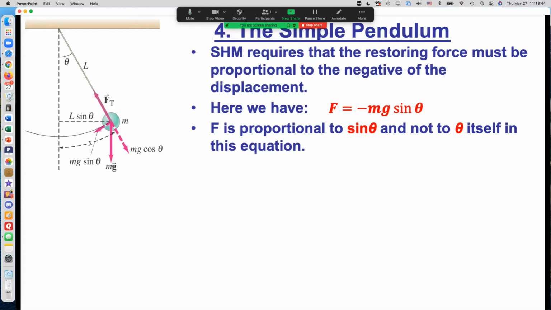3 columns: theta degrees, 1 through 10. Then the sine of theta degrees. And then you're going to convert theta degrees into theta radians.